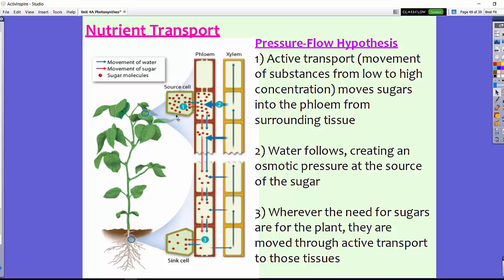So let's take a look at this pressure flow hypothesis one more time. We have the sugar starting way up in the leaves. It's going to move into the phloem through active transport. Water also comes into the phloem from the xylem. It's going to create some osmotic pressure, and it's going to move these sugars downward to where they are needed. So the third stage is the sink cell. Whatever cell needs to receive the sugar, the sugar is going to move into that cell through active transport as well, and then it's going to receive the sugar that it needs. And remember, this is called the pressure flow hypothesis.